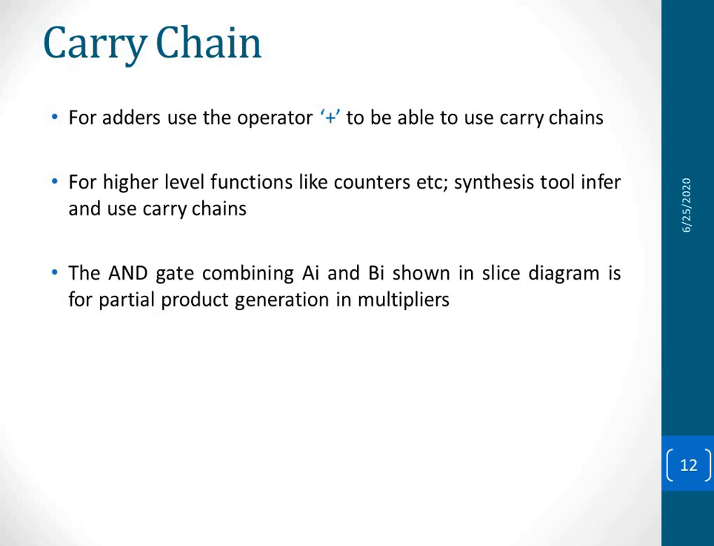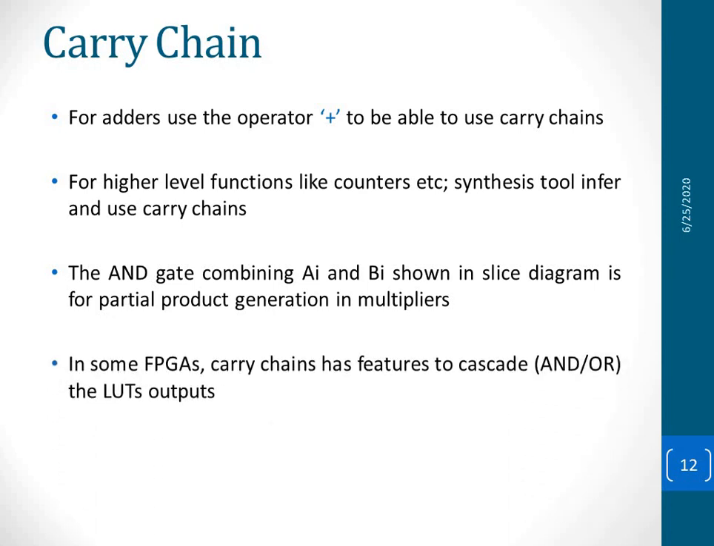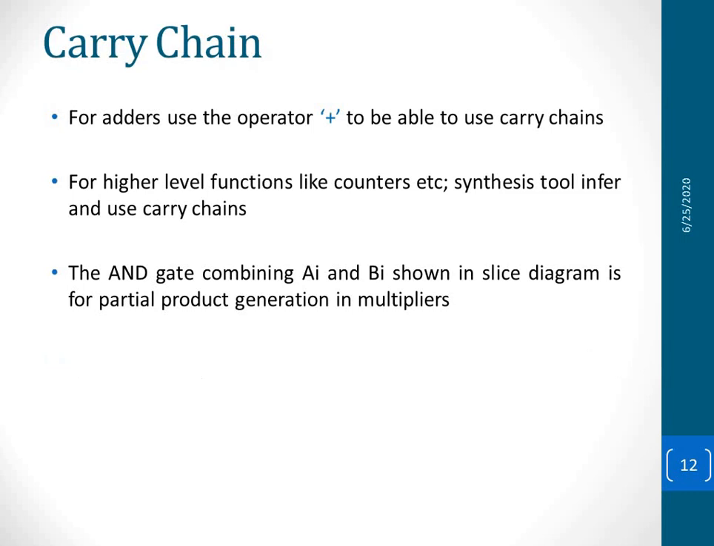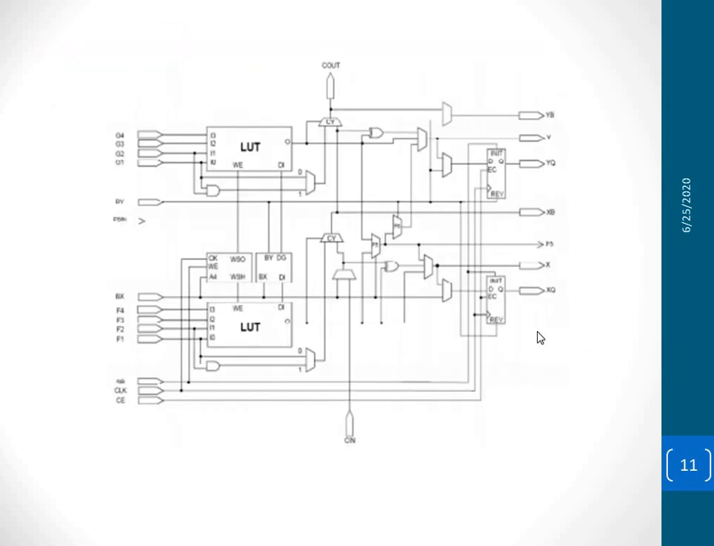The AND gate combining AI and BI shown in the slice diagram before is the partial product generation in multipliers. In some FPGAs, carry chains have features to cascade the LUT outputs. So I hope you have understood what the carry chain is and some of the logic blocks which we have shown, and especially in the slides how this carry chain is passed through the lookup tables to come out as the COUT, so as to reduce the complexity and to make the operations, especially the arithmetic operations, faster.